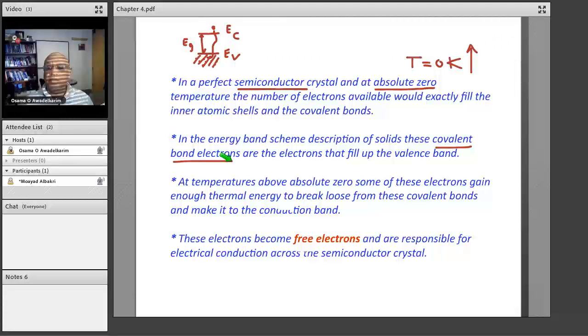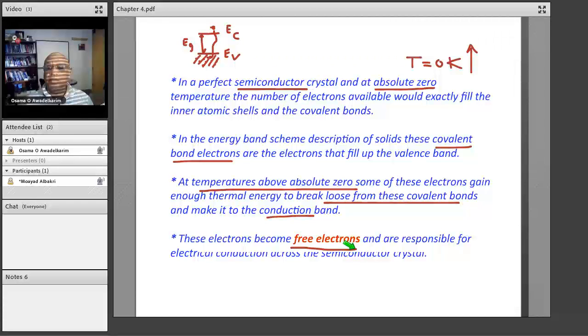However, when you raise the temperature above absolute zero, some of these electrons, as I said here, would have enough energy to break loose from these covalent bonds, to leave the covalent bonds, and then make it to the conduction band. When they make it to the conduction band, they become free electrons. So how do electrons become free? When they are able to leave the valence band and go to the conduction band. In chemistry terms, leave the covalent bonds and become free electrons.